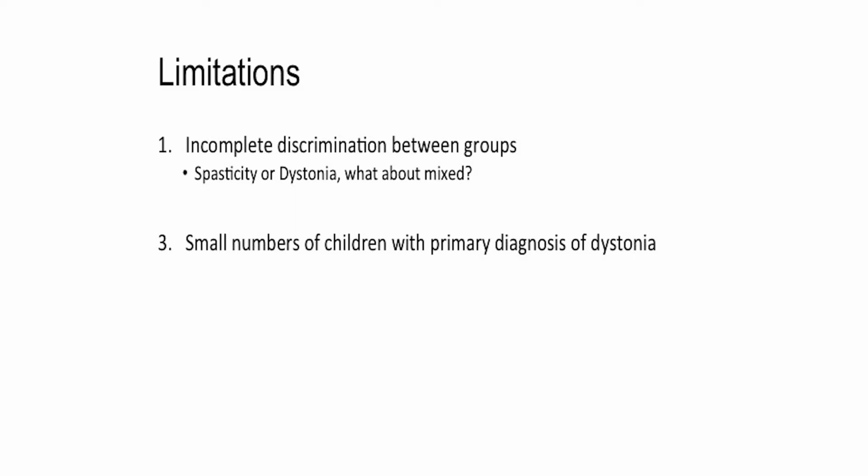The second limitation is that we had only a small number of children with a primary diagnosis of dystonia, and that's, as I now understand, mainly because our requirement as gait analysts is that the children are ambulant, and a lot of children with dystonia aren't ambulant.